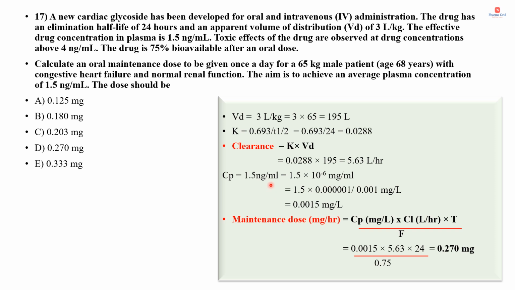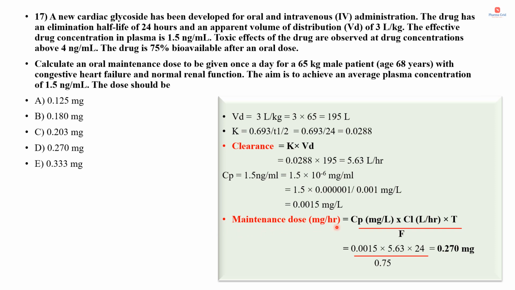How to convert this nanogram into milligram? This 1.5 multiplied by 10 raised to minus 6. Okay, 10 raised to minus 6. And then it will be converted to milligram per ml, and we need to convert it again to milligram per liter. Okay, so again this value divided by 0.001. So we will get the value of Cp, or plasma drug concentration, as 0.0015 milligram per liter.